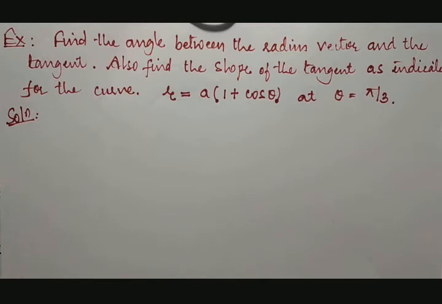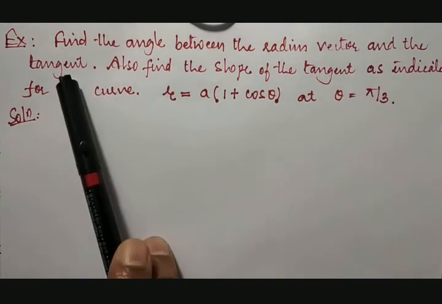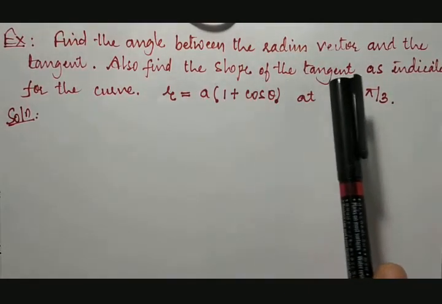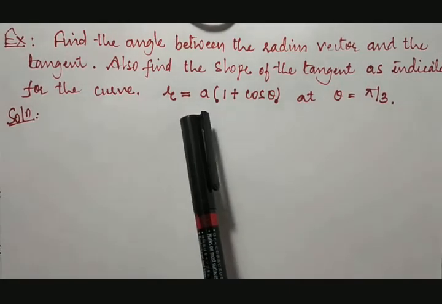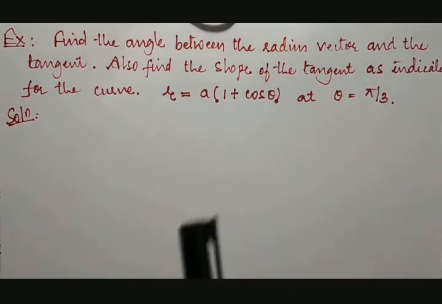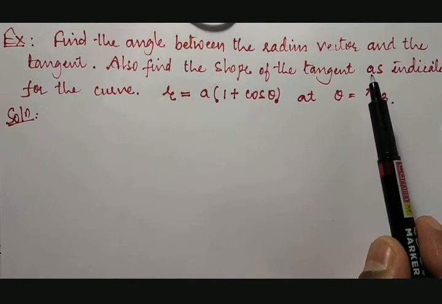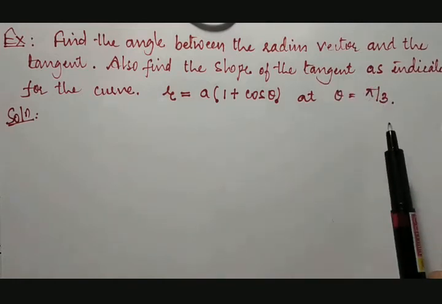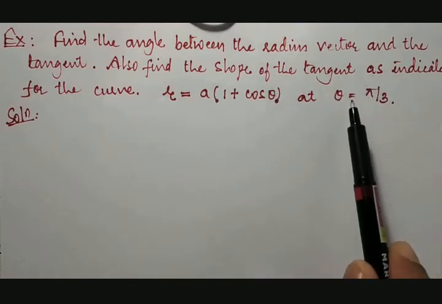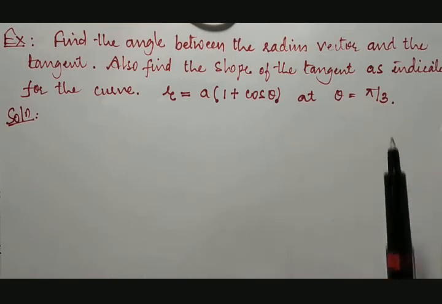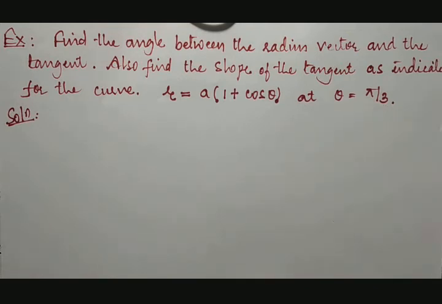In this session we are going to discuss finding the angle between radius vector and tangent, and also the slope of the tangent, for the curve r is equal to a into 1 plus cos theta at theta is equal to pi by 3. In the previous classes, we discussed how to obtain the angle between radius vector and the tangent. The same procedure will be adopted here too. Then it will be continued to obtain the slope of the tangent at theta is equal to pi by 3. So very first, what to do?